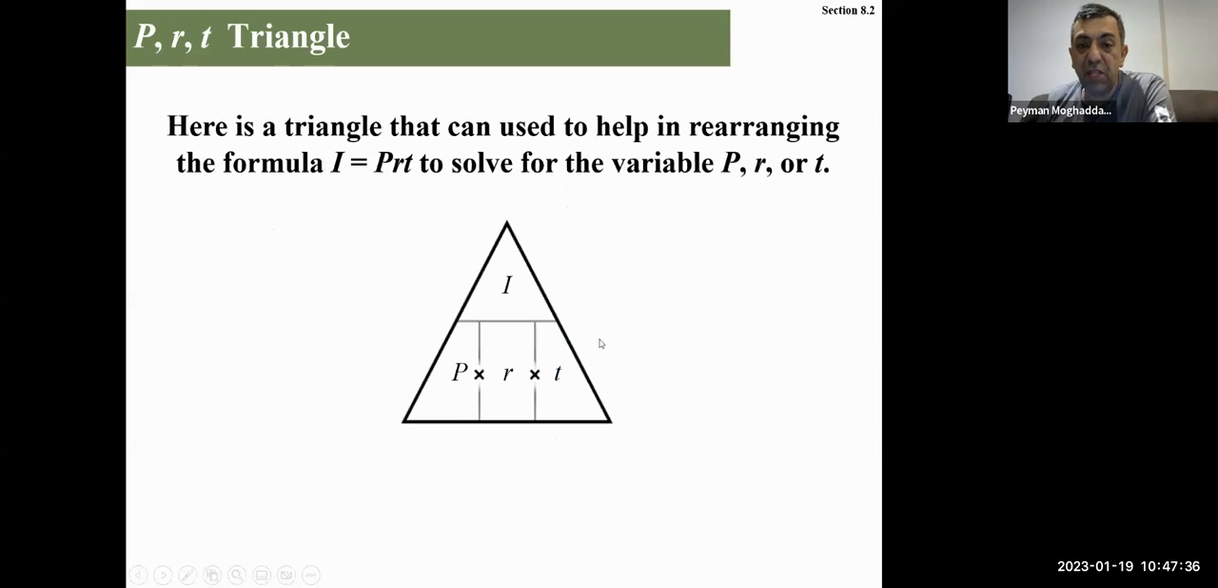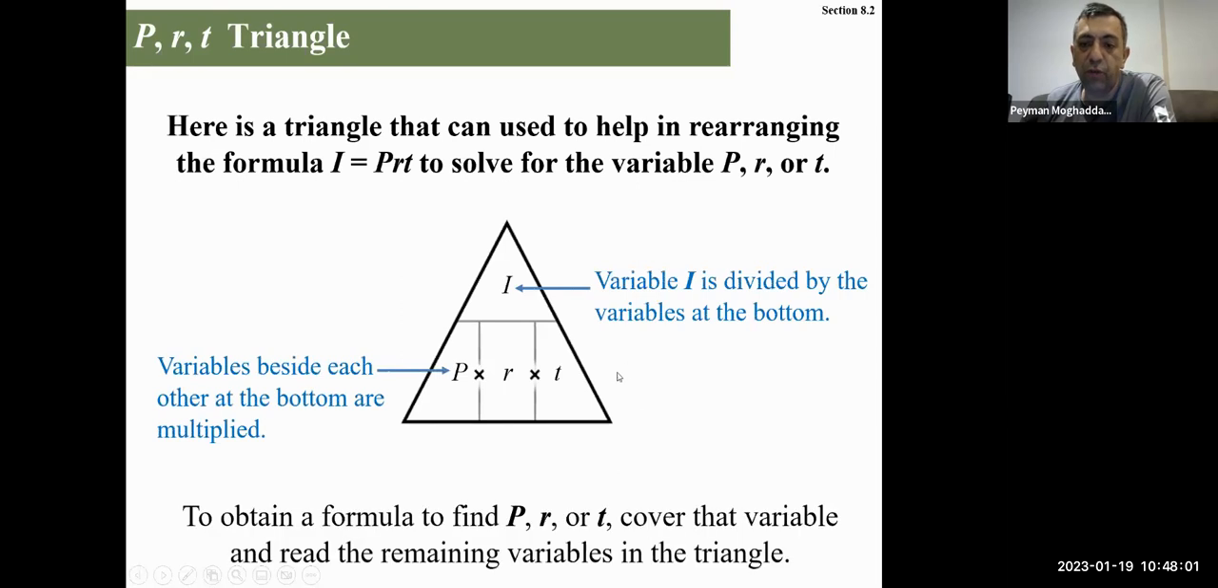Or you can put it in triangle mode. You put a triangle with I on top and P and R and T on the bottom. If you want to solve for P, it's I divided by RT. If you want to solve for R, it's I divided by PT. If you want to solve for T, it's I divided by PR. If you want to solve for I, it's PRT. So that's triangle mode. If you're more comfortable, just picture this triangle and basically solve the problem.